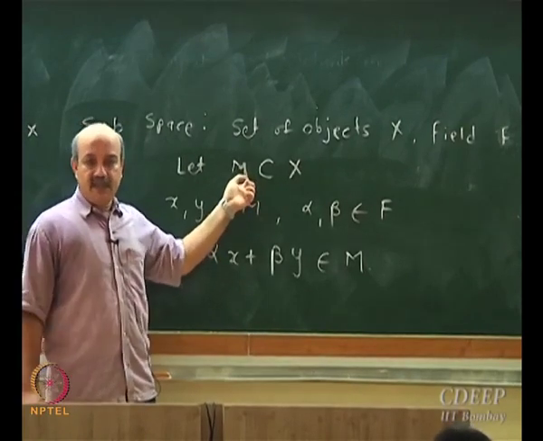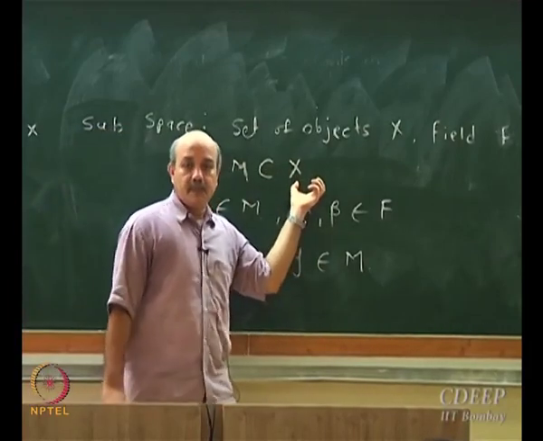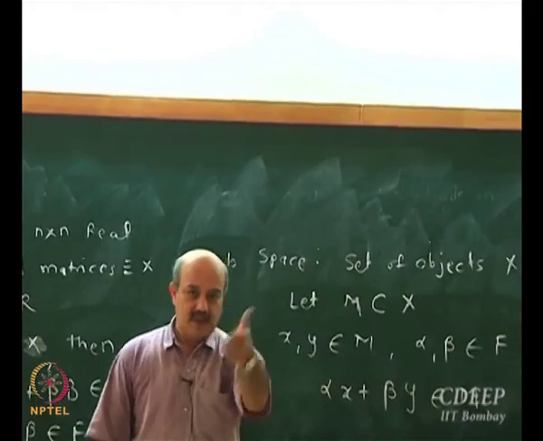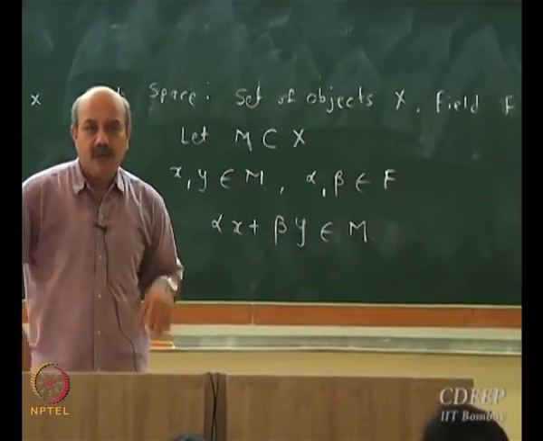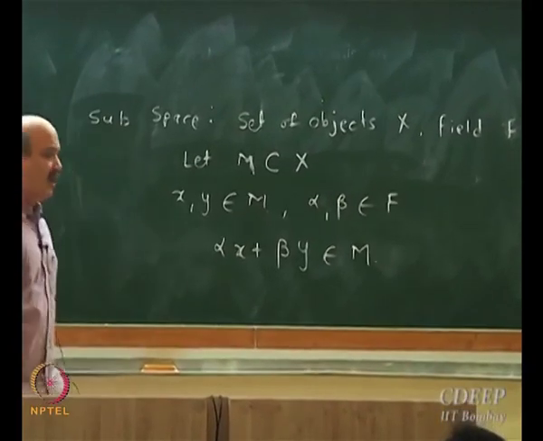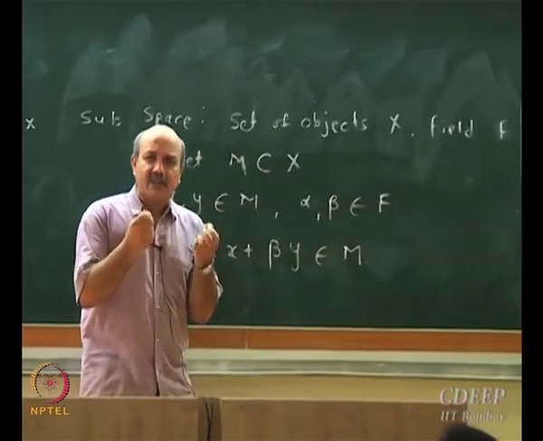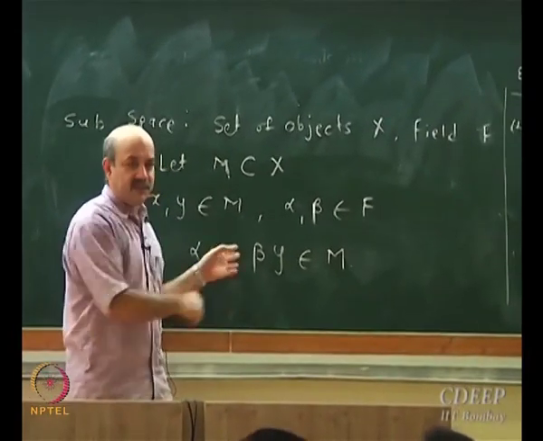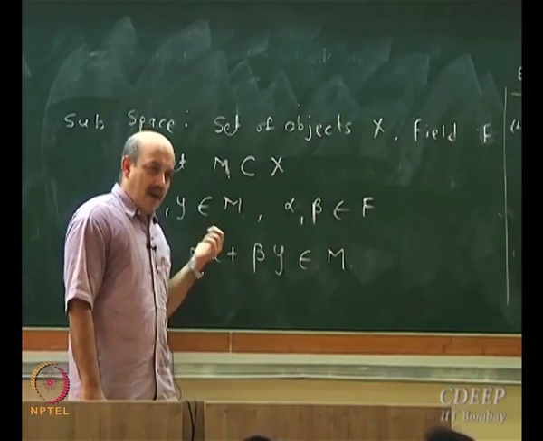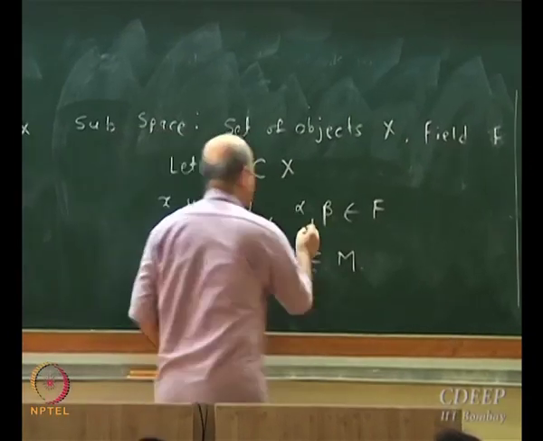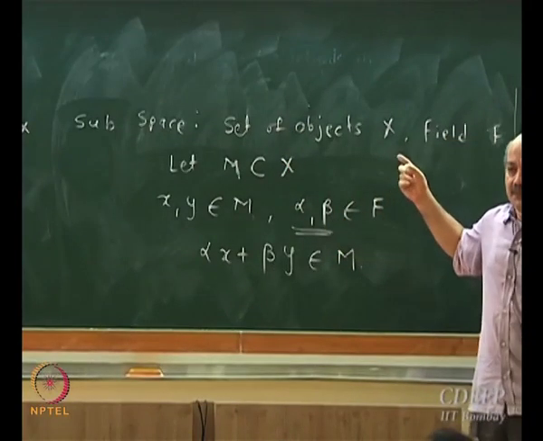A non-empty subset of the original space X. Like the example given just now, a line passing through the origin or a plane passing through the origin. But why was the origin important? That the origin is required in this space is hidden in this definition. Can you dig it out? The main thing is any alpha, beta belonging to F. So what about 0, 0?